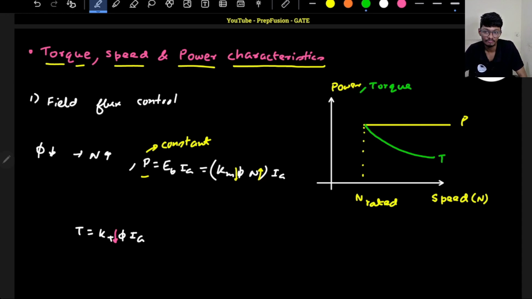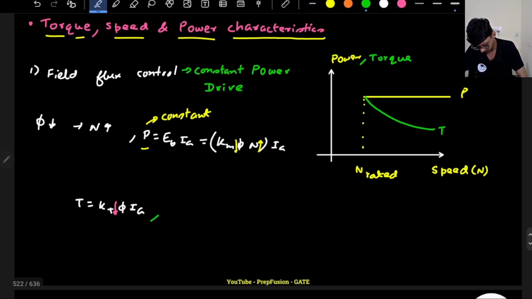Okay, so what kind of drive is it? It is a constant power drive, because here the power is constant. So for a field flux control, it is a constant power drive. Okay, it is a constant power drive.